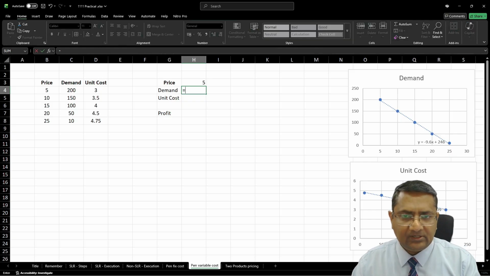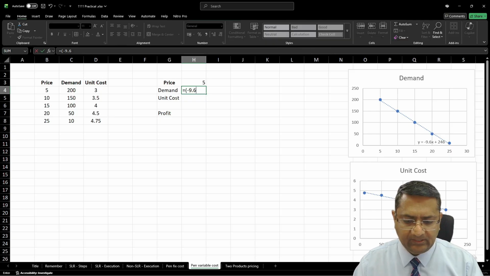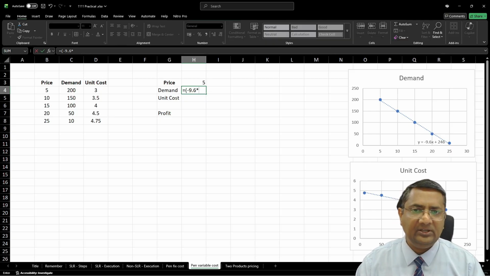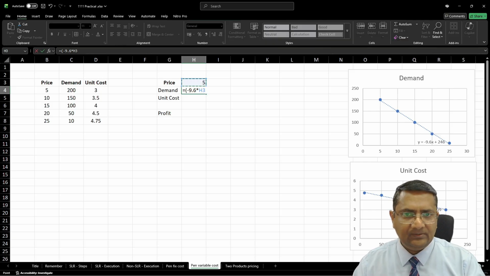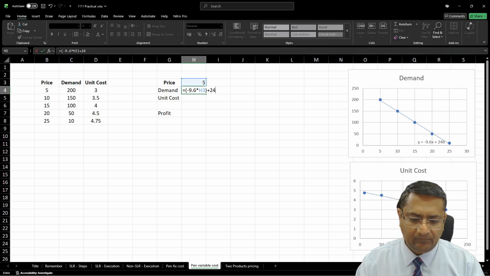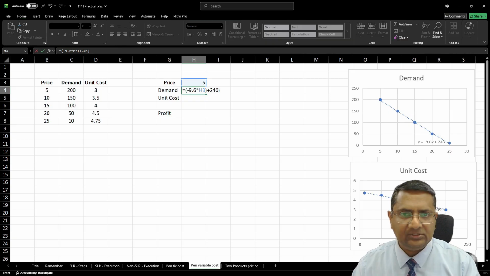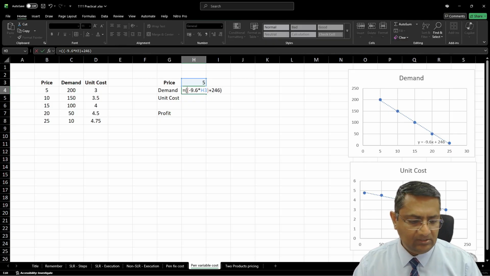Equals to, let's start the bracket, minus 9.6x. 9.6x means 9.6 multiplied by the price, fine, plus, let me close this bracket, then plus 246. Okay, let me close this bracket and one more bracket here.